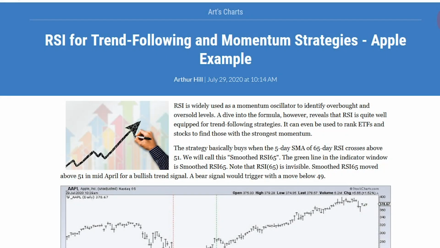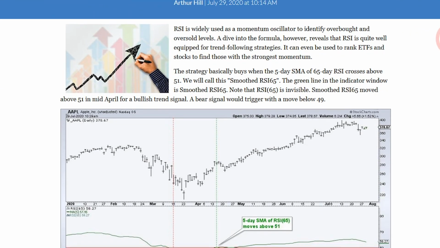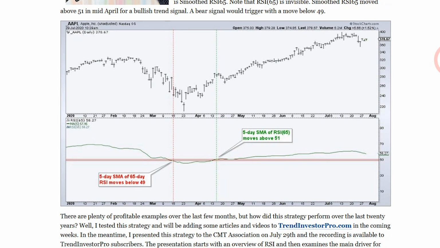So on July 29th, which was Wednesday, I put out an article that featured a chart for Apple with 65-period RSI, which forms the basis for this strategy that I presented. And here you can see that chart. And if you're a StockCharts member, you can click on that chart to see the settings and recreate it. So you can see there's a 5-day simple moving average of 65-day RSI with lines at 51 and 49.